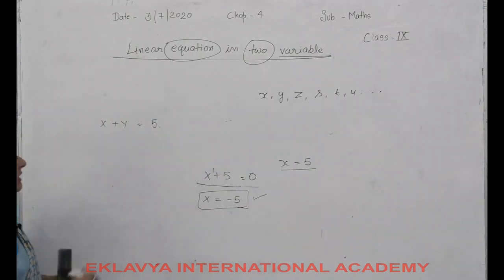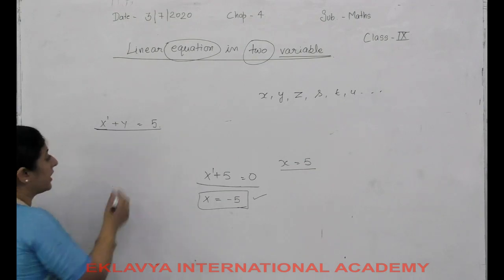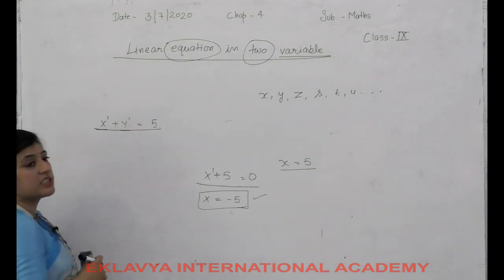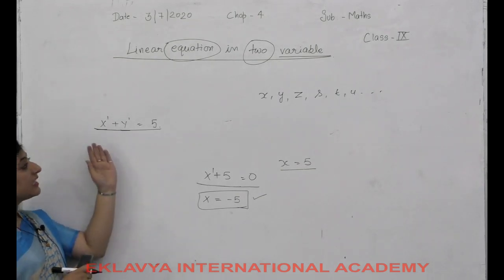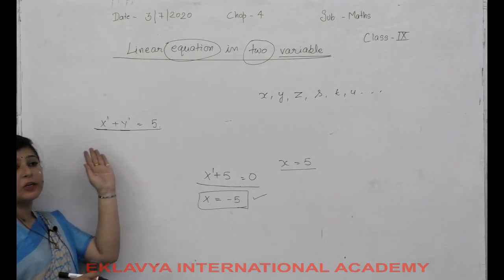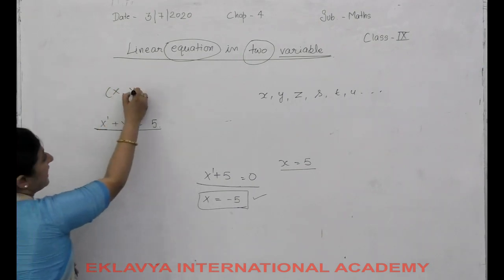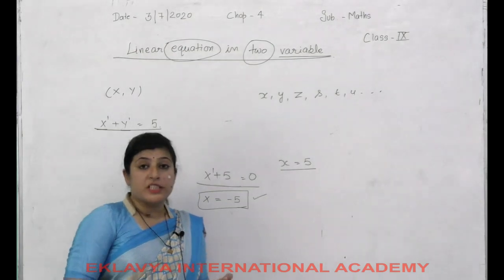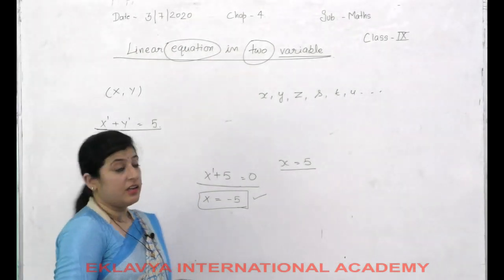two variables, firstly check whether it is linear or not. In this term the highest power is 1. In this term the highest power is 1. The variable's highest power is 1. It means it is a linear equation in two variables. There are two variables, that is x and y. Now see, we will check how many solutions it has.